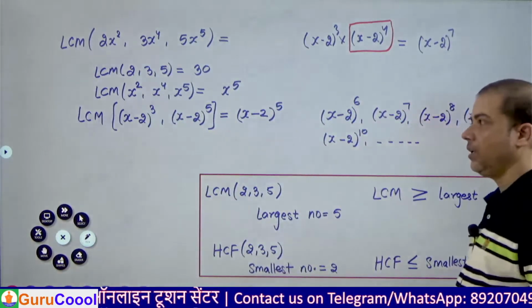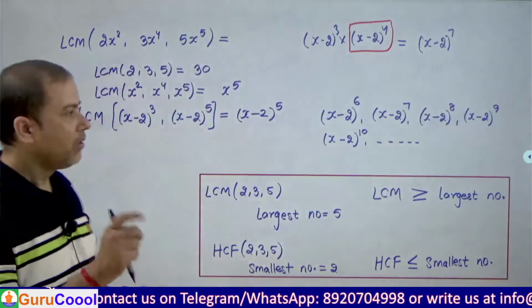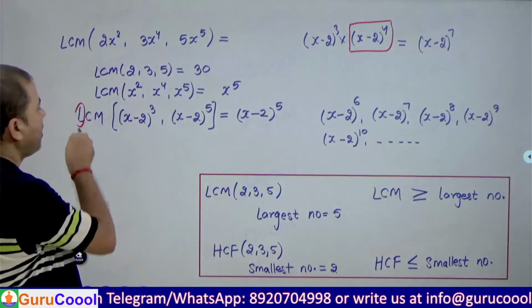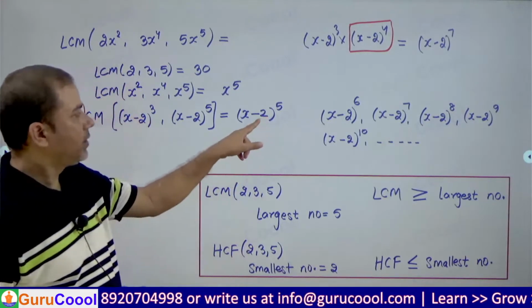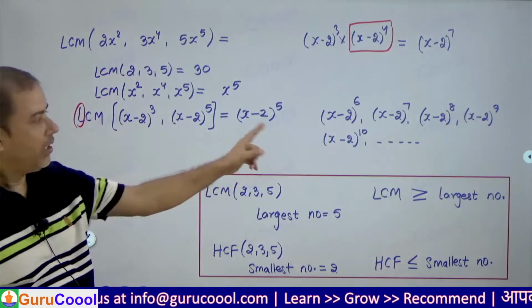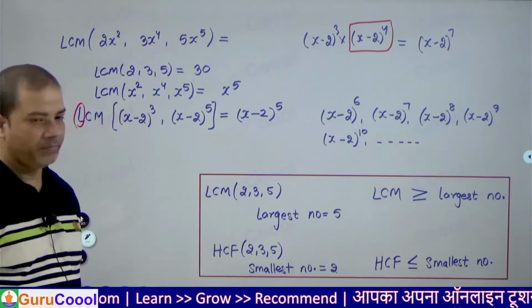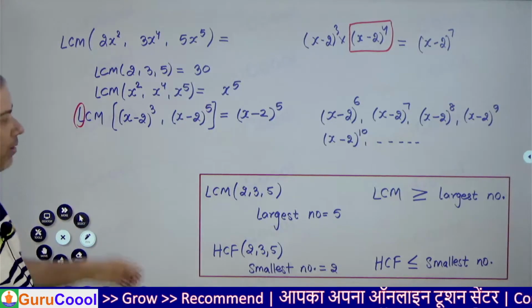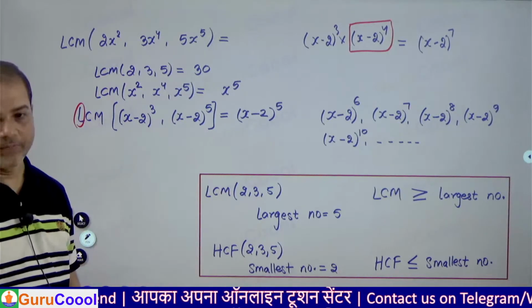But we don't care about multiples. We don't care about common multiples. We only care about least common multiples. If the least one is available, why will you take the greater power? You have to take the least common multiple. So choose the least power that is common.